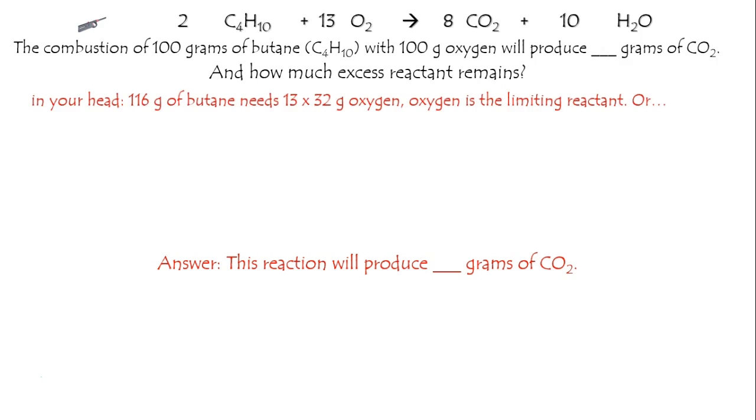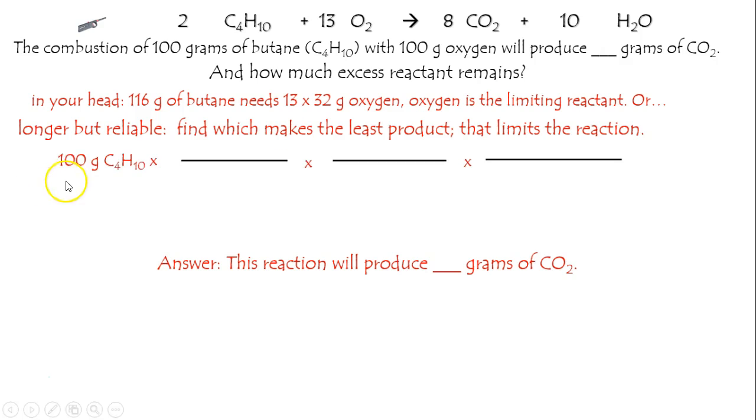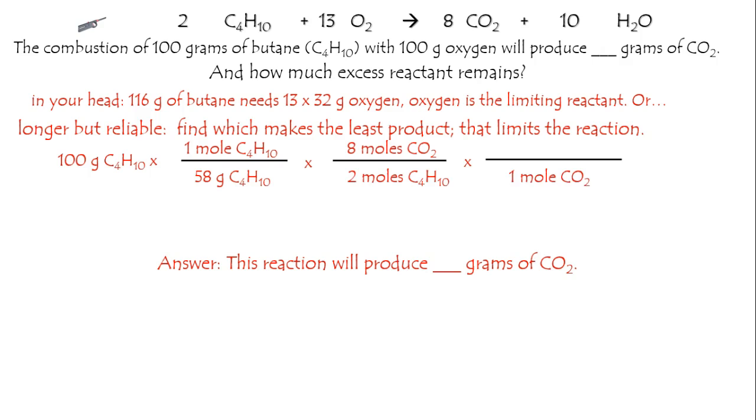So there it is. We do believe oxygen is easily our limiting reactant, and we can do the longer but reliable method of checking out both of the substances that are reactants and seeing when you will run out of either of them. For the butane, 58 grams is a mole, and a mole of butane will make 4 moles of carbon dioxide. Those moles of carbon dioxide weigh 44 grams each. You will run out of butane after producing 303 grams of carbon dioxide.